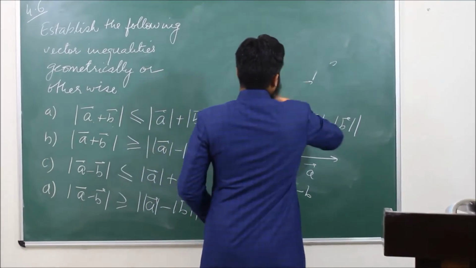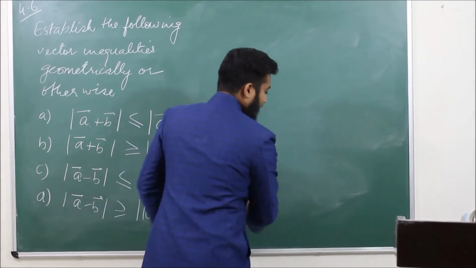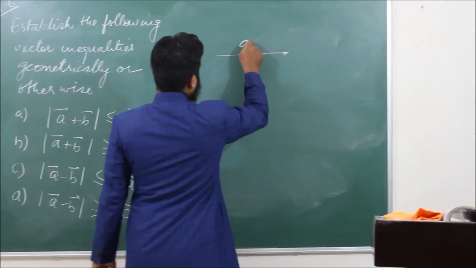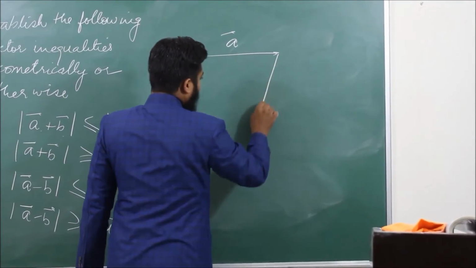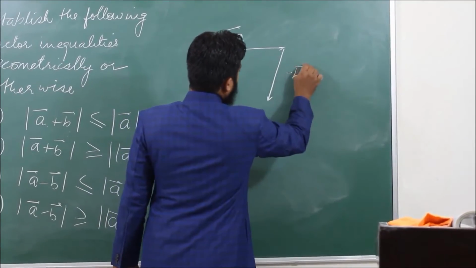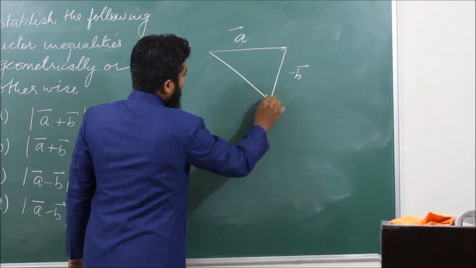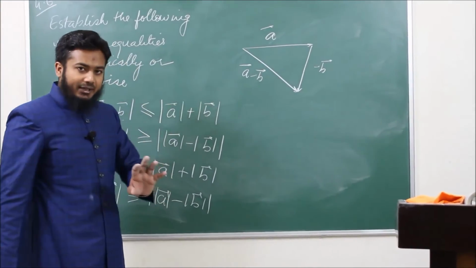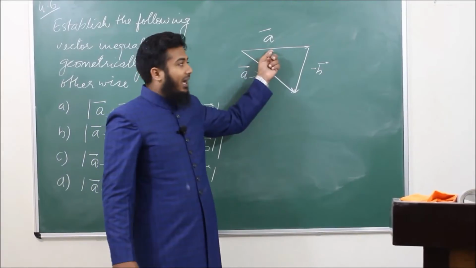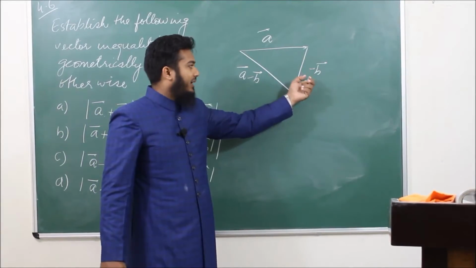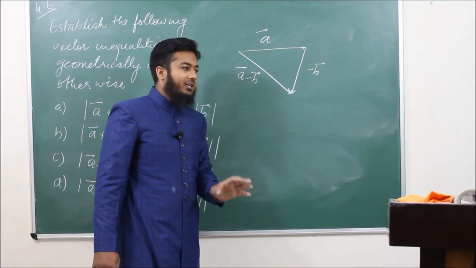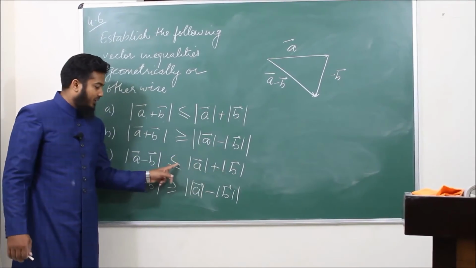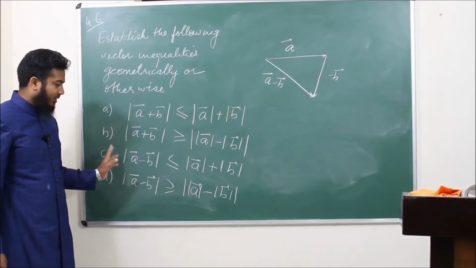And next part, this A minus B. For that we have to subtract the two vectors. We know the subtraction: for subtracting, you just reverse the second vector. So this is our first vector A, and I reverse the vector B now. So this is minus B vector, and then this is the resultant vector A minus B. Now think geometrically. This is length A and this is length B, irrespective of the negative sign, and this is length A minus B. Again, in a triangle, the sum of two sides is always more than the third side. So that's very clear.